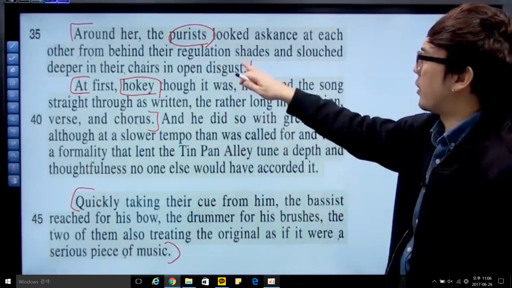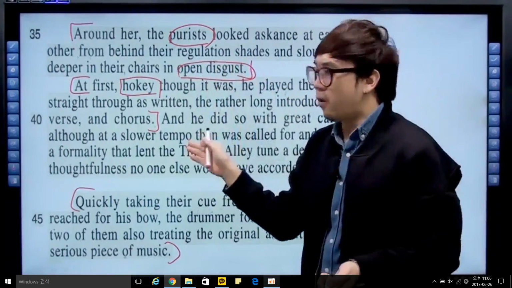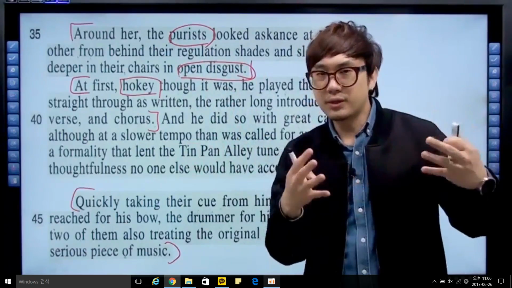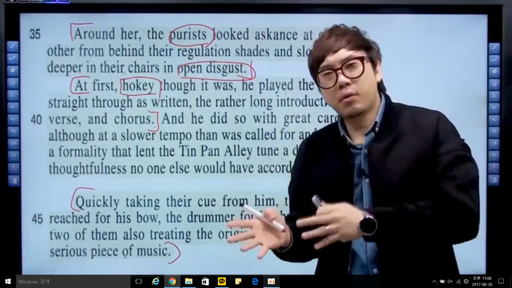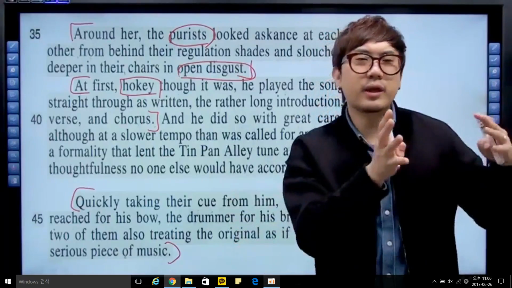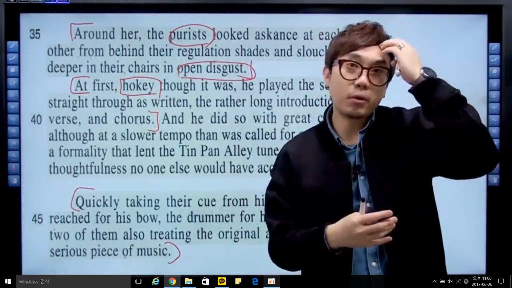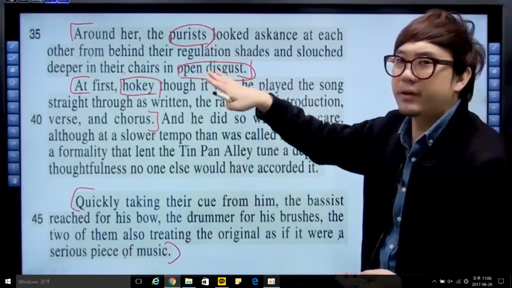But the problem was that these purists around her looked askance at each other from behind their regulation shades and slouched deeper in their chairs in open disgust. So I guess they know, right? The music itself is very much a disgusting music to the purists, because it gets out of the boundaries of the real jazz, or at least the pure jazz, right? So they started to play, and they were very disgusted by this.